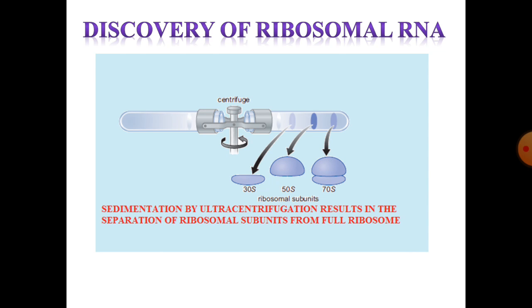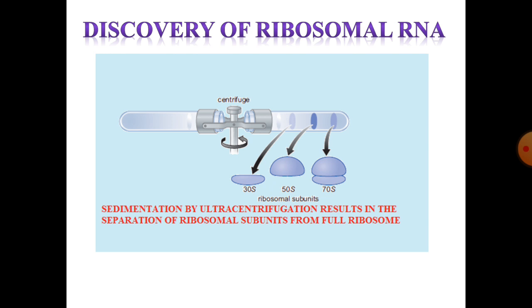Discovery of ribosomal RNA. This was first discovered by the ultracentrifugation technique, as you can see in the diagram. When ultracentrifugation was performed, there was different sedimentation. That is, the subunits of the ribosome, the larger and the smaller subunits, sedimented separately. This gave an idea that there is an organelle called the ribosome which contains the ribosomal RNA, and it sediments separately and assembles only when there is synthesis of protein, that is during the process of translation.